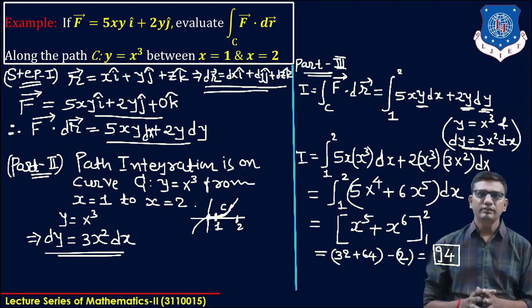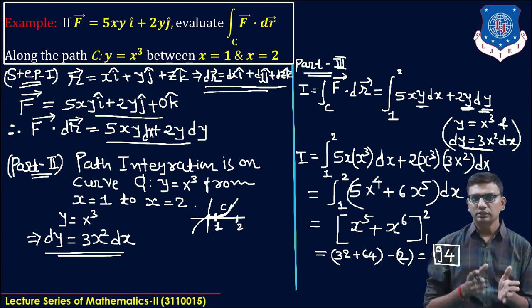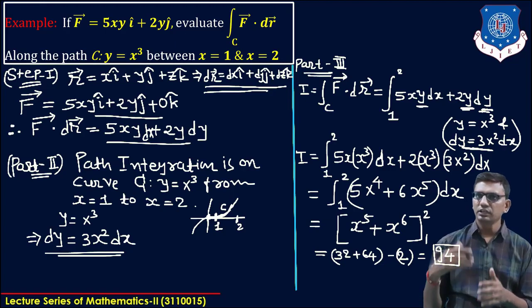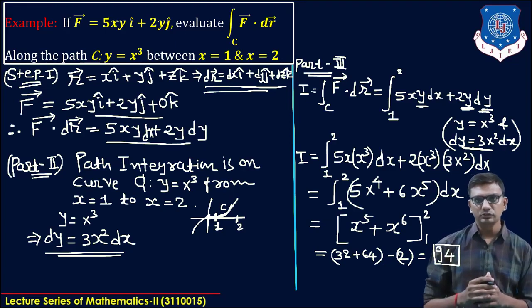So in the first part we find the f bar dot dr bar. In the second part we convert our integration into one variable using the curve equation, and in the third part we evaluate the integration after converting into one variable and using that variable limit.